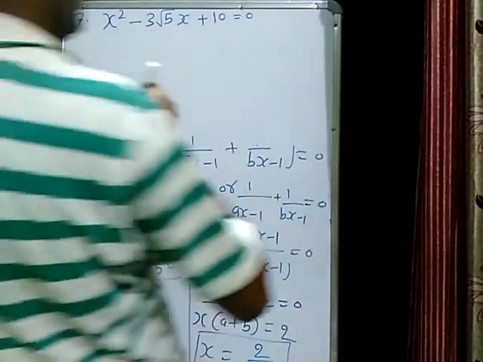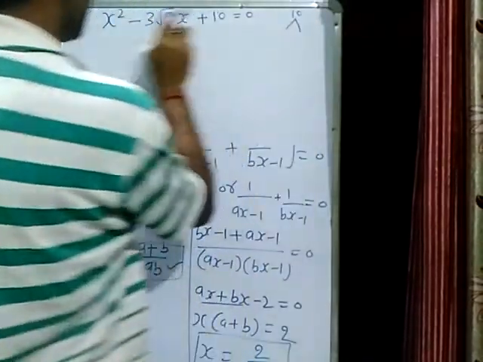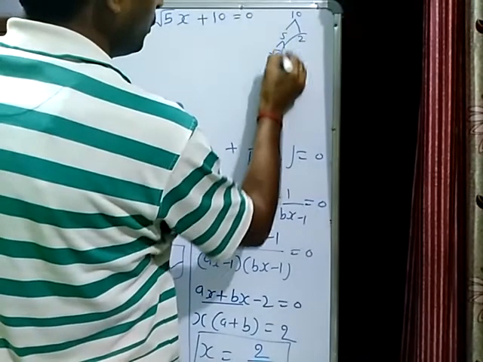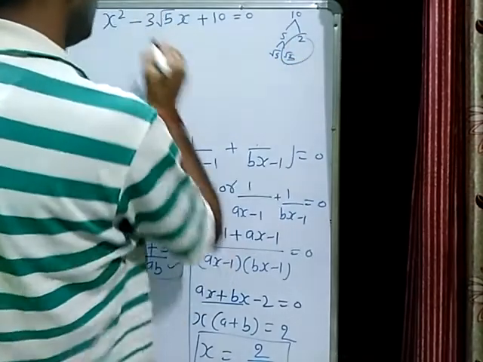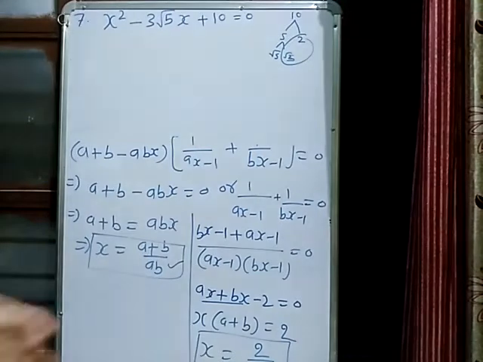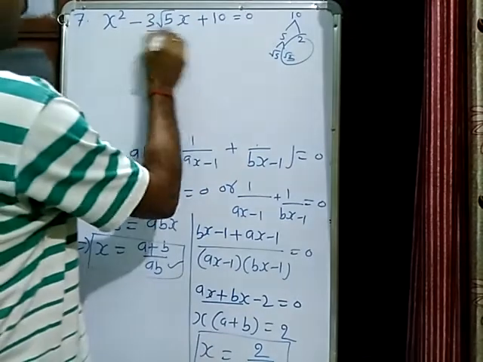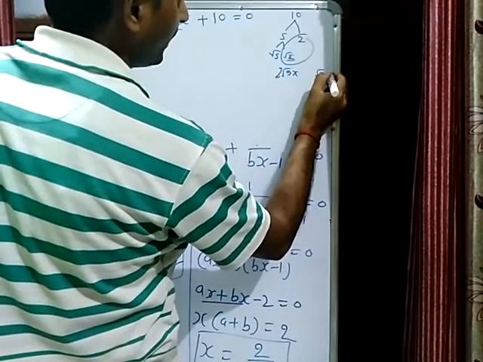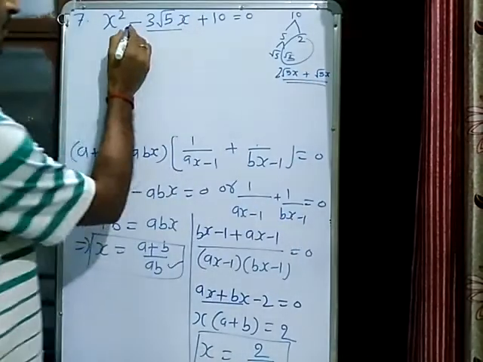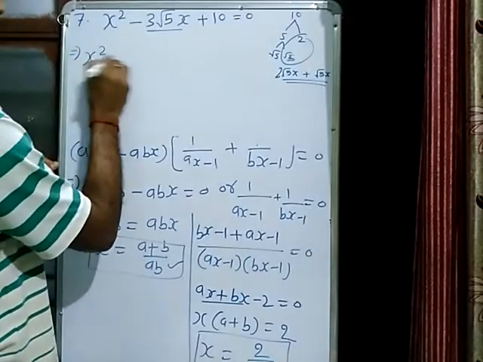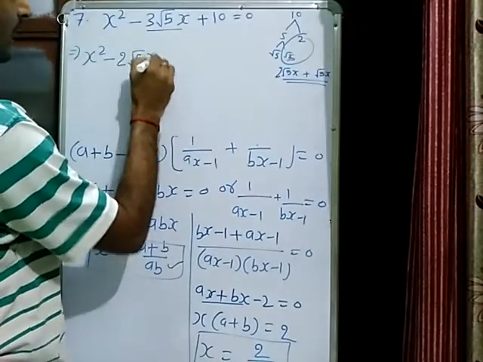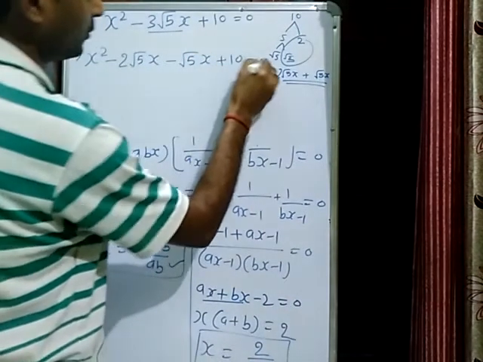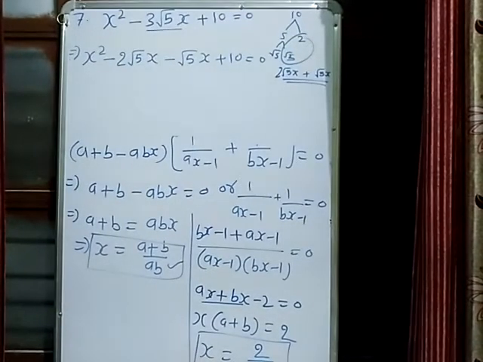For factorization, we need to take two factors of 10 whose sum gives 3 root 5. So look, 10 can be written as 2 into 5, and 5 can be written as root 5 into root 5. So look, 2 root 5 and root 5. So 2 root 5 plus root 5 is equal to 3 root 5. So in place of 3 root 5x, I can write 2 root 5x plus root 5x, because it is equal to 3 root 5. But this is a minus sign, so the sign will change: x square minus 2 root 5x, and this sign will also change, minus multiplied by minus root 5x, plus 10 is equal to 0. Its reason I already explained.